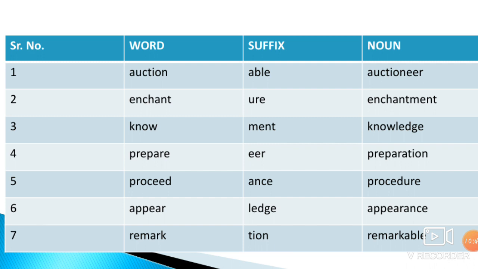Auction. When you add -eer, here it is an activity. You have to match the perfect suffix to it. Okay. And the answers are shown to you in this noun column. Okay. Auction becomes auctioneer.